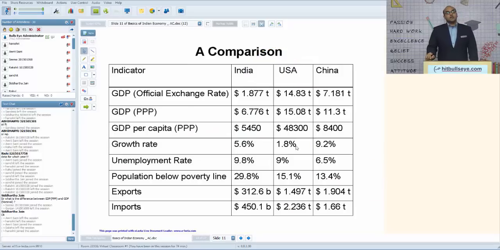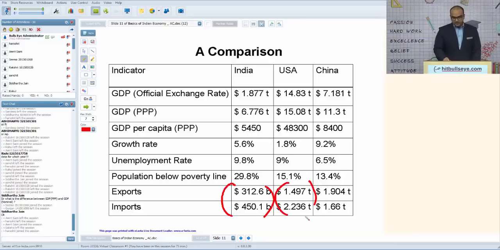Okay. Now the data in the previous slide was updated. This is a particular table. This has slightly outdated data, but it is useful when we are comparing these three economies. Of course, when you take a look at here, we are import dependent and surprised.